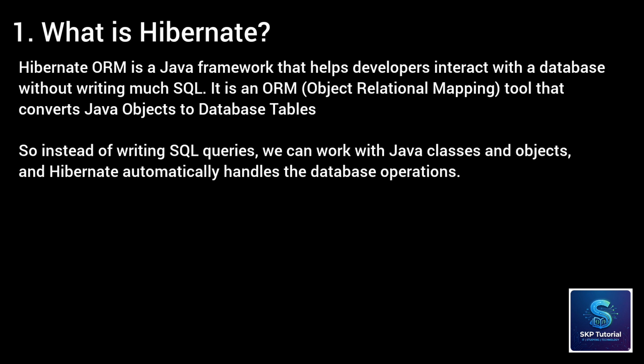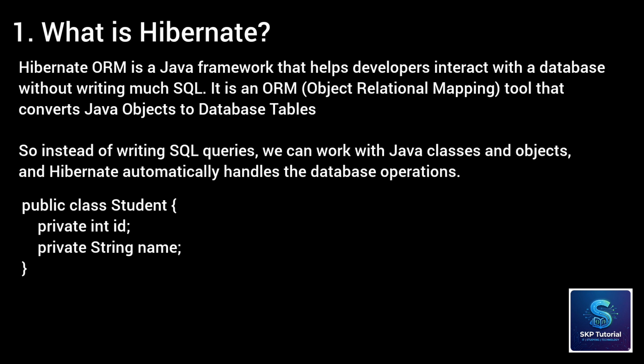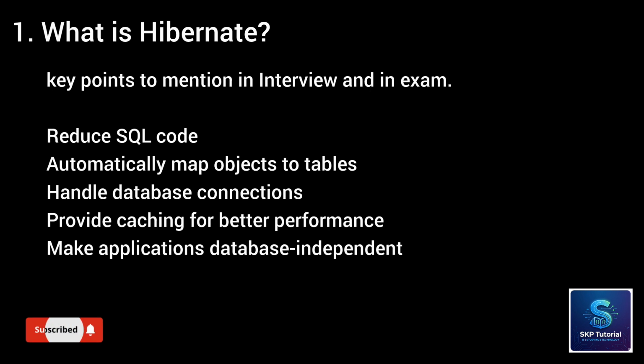Suppose we have a Java class Student. Hibernate will automatically map it to a table like this. If the interviewer asks you why Hibernate is used, you can say these keywords: Hibernate helps to reduce SQL code, automatically map objects to tables, handle database connections, provide caching for better performance, and make applications database independent.